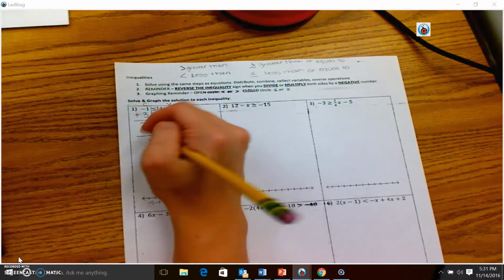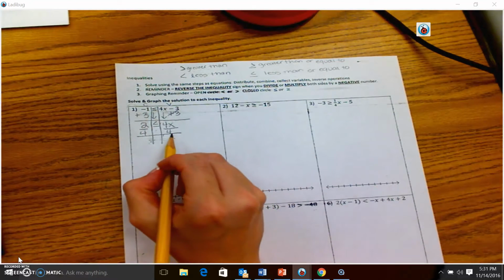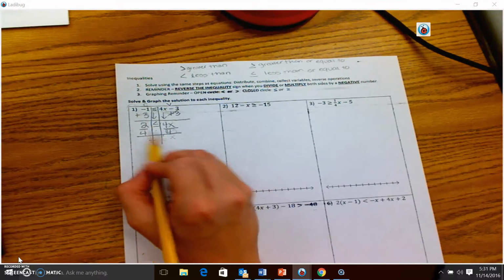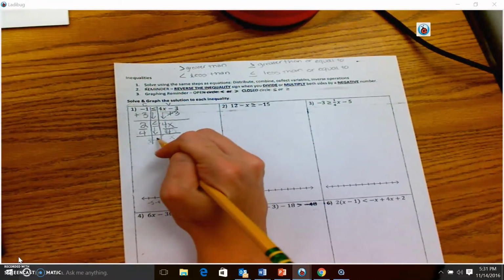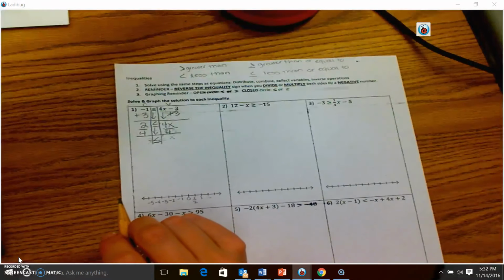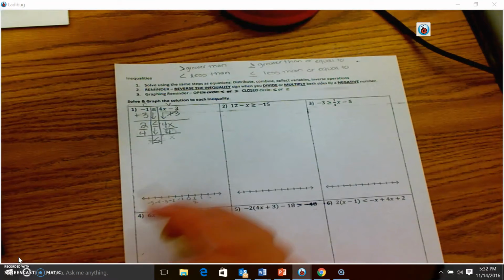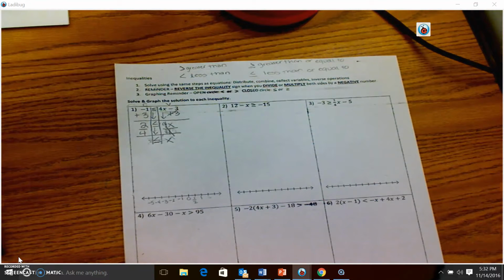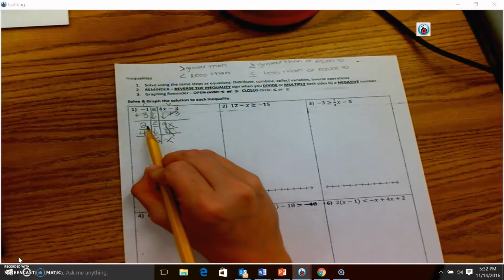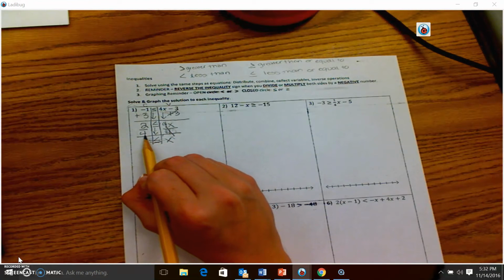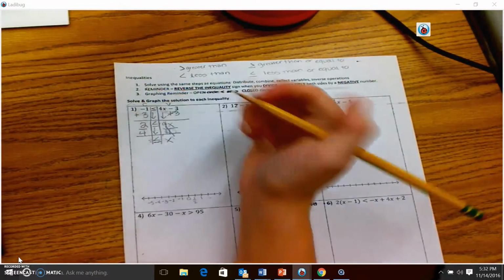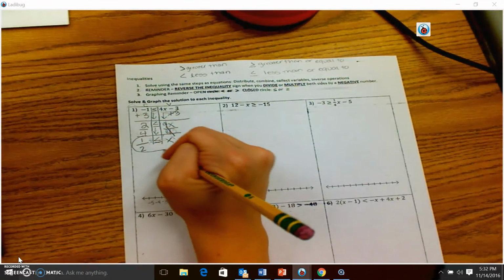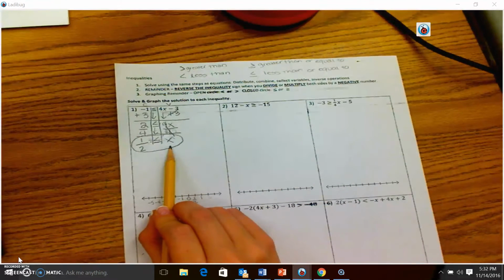And whatever you do to one side, you do to the other. Now, we did not divide by a negative number here, so our inequality sign stays the same, and we just bring it down. Now, 4 over 4 cancels out, and all that is left is x. So there's our x. Now here we have a fraction, 2 over 4. That can be simplified to 1/2. So we have officially gotten our variable alone.